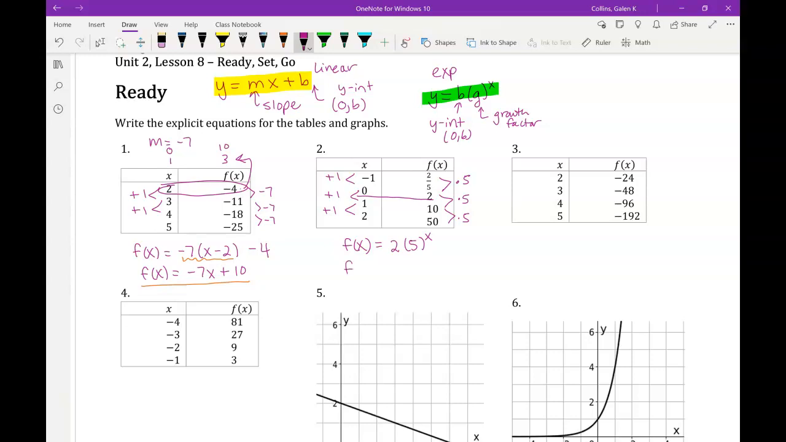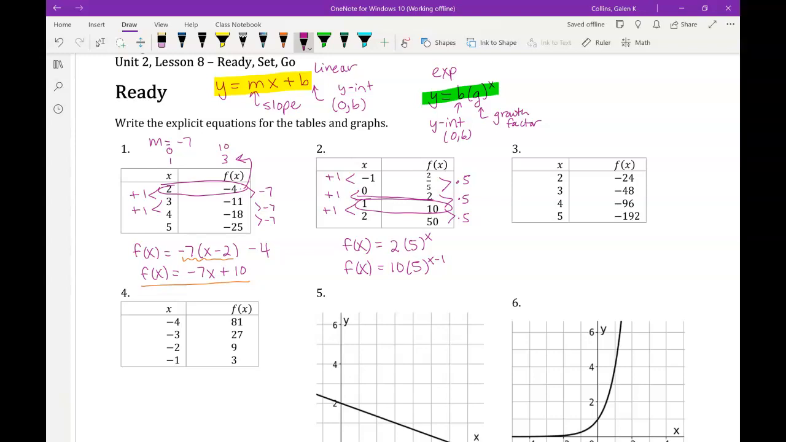Again, like we've done before, you could write the equation using a different value in the table. So let's say I use this ordered pair instead. If I start with the value 10, I would still have that common ratio or growth factor of 5. But since I'm using a value when x is 1, I would have x minus 1 as my exponent.